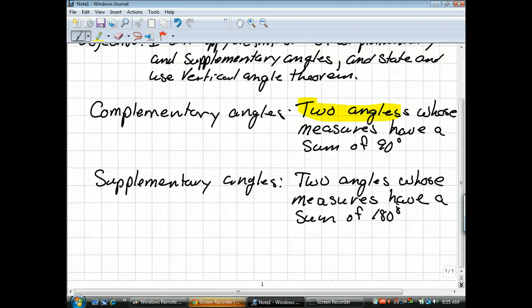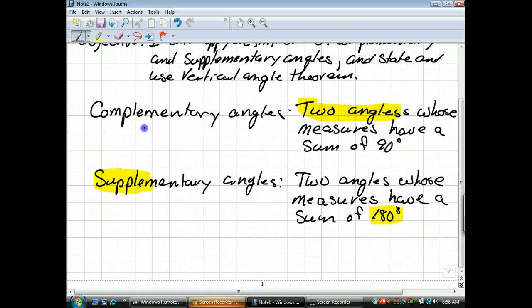And the way I remember it is supplementary gives me the idea of super. So a super angle is one that is a straight angle, which has a measure of 180 degrees. So super is the big one, so 180, and complementary is 90 degrees.